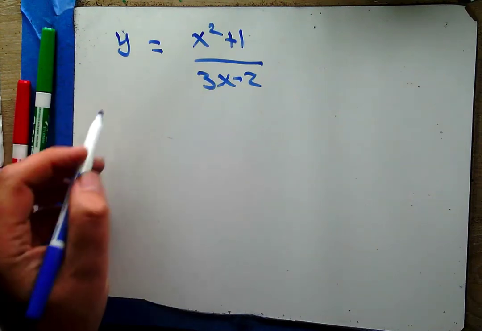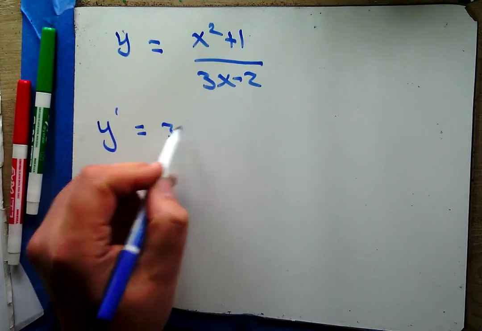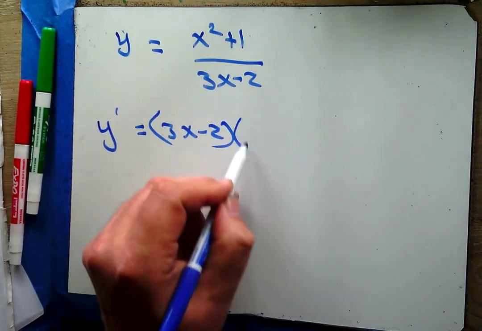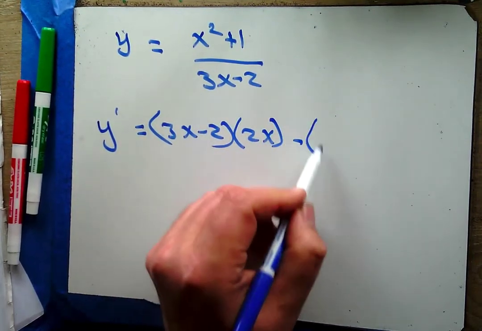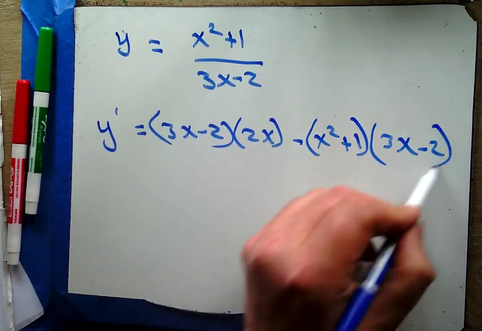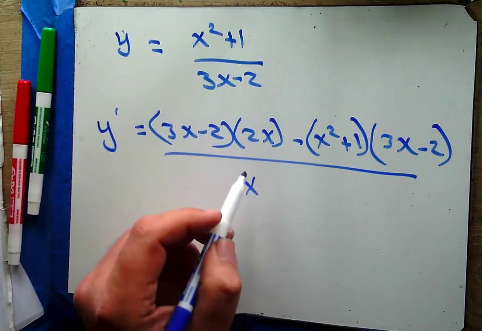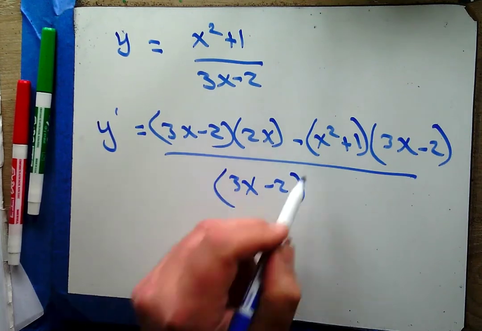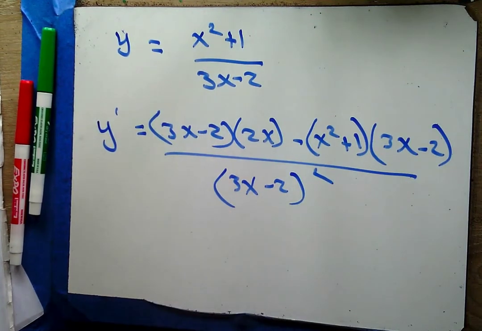1. Okay, so let's use the quotient rule. Low d high minus high d low all over low squared. Okay.